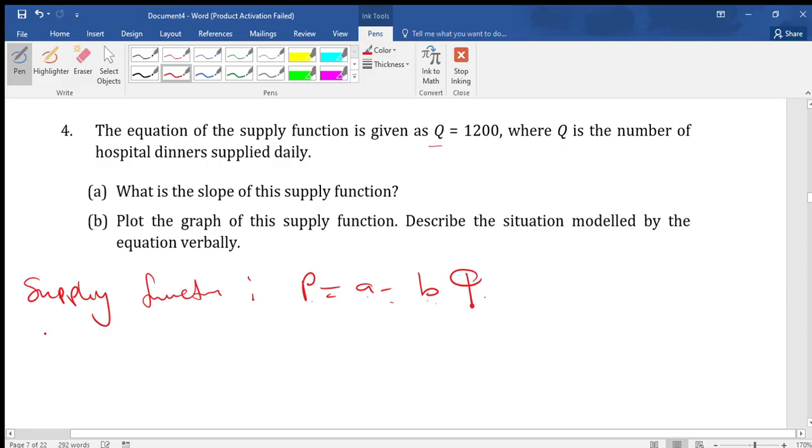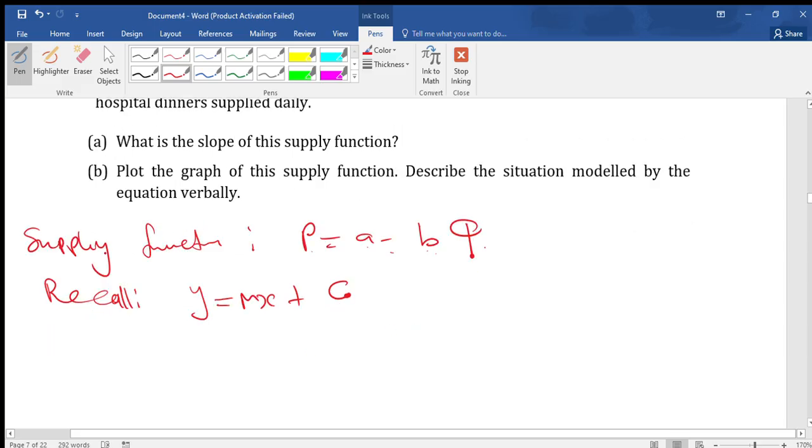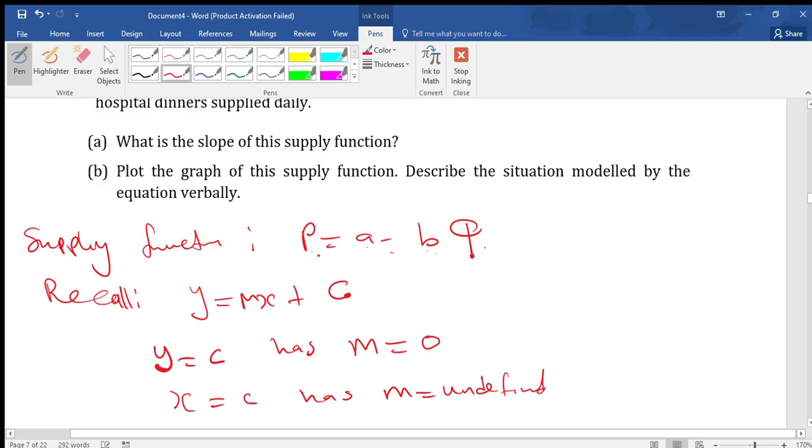Now recall something here. We said that if y equals mx plus c is the equation of the line, then anything in the form y equals c has the slope m equal to 0. Anything in the form x equals c has the slope m equal to undefined. This is what you are going to relate here. So P is taken to be y and x is taken to be Q. So the function given in this case is Q equals 1200.